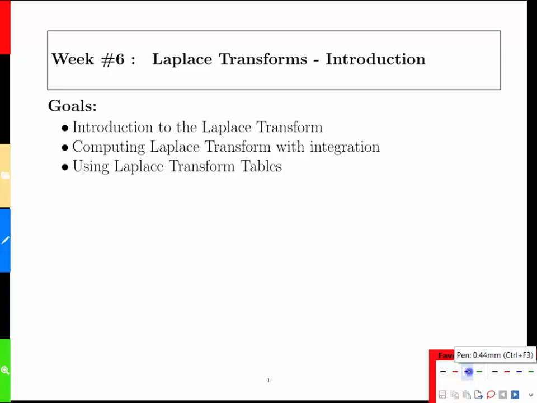This week, we start our study of a new method for solving differential equations called Laplace transforms. This is a large topic, so we'll spend several weeks on it. This week, we're going to focus on the introduction to the Laplace transform itself, and we'll see how it applies to differential equations specifically in the following weeks.